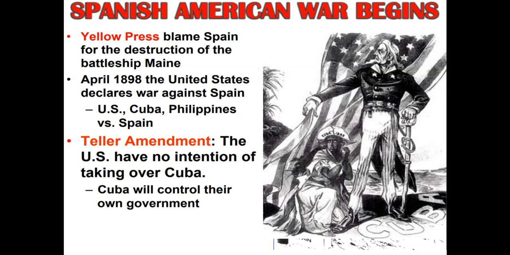US, Cuba, Philippines versus Spain. Now, the US decided to pass an amendment. It wasn't technically an amendment, but it's known as the Teller Amendment, in which the US said that it had no intention of taking over Cuba. Cuba will control their own government, which later on the US decided to change its mind.